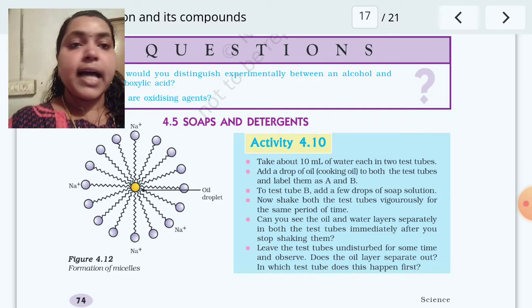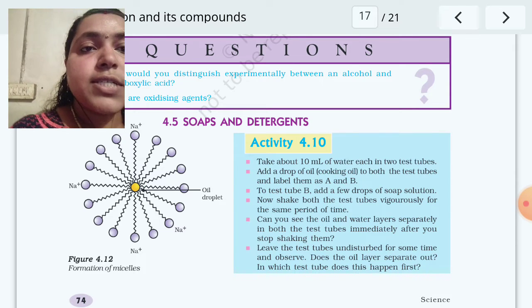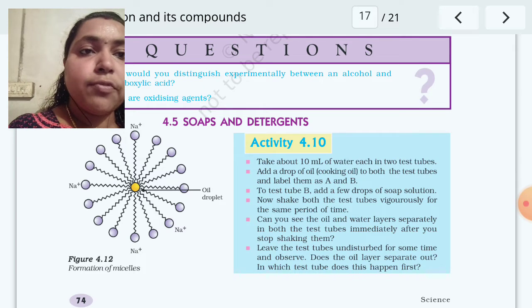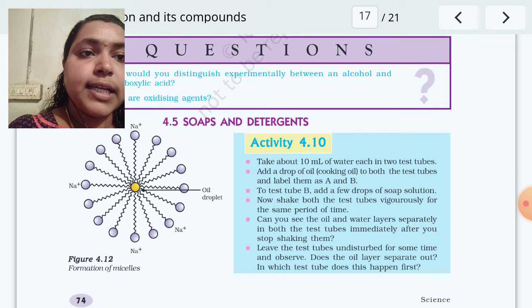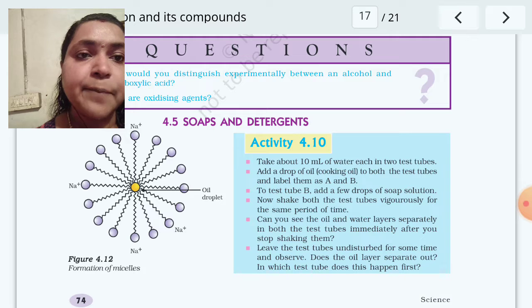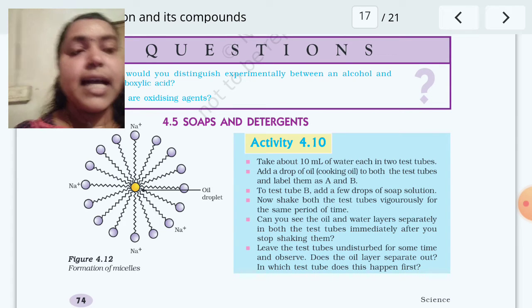So, we can move to activity 4.10. Take about 10 milliliters of water each in two test tubes. Add a drop of oil or cooking oil to both the test tubes and label them A and B. To test tube B, add a few drops of soap solution. Now shake both the test tubes vigorously for the same period of time. Can you see the oil and water layers separately in both the test tubes immediately after you stop shaking them? Leave the test tubes undisturbed for some time and observe. Does the oil layer separate out? In which test tube does this happen first? So, this is the activity.